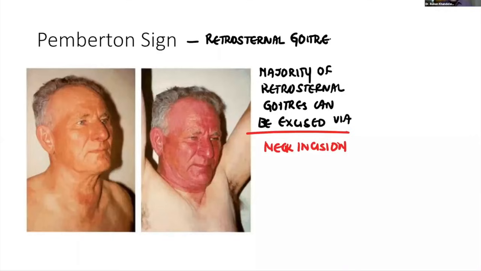Now, mind you, a very important question which has been asked in the exam: the majority of the retrosternal goiters can be removed via which incision? Via the neck incision alone. Because majority are secondary retrosternal goiters, right? Secondary retrosternal means they start in the neck and then they go into the mediastinum. They can be removed via the neck incision. This has been asked many, many times in the exam.